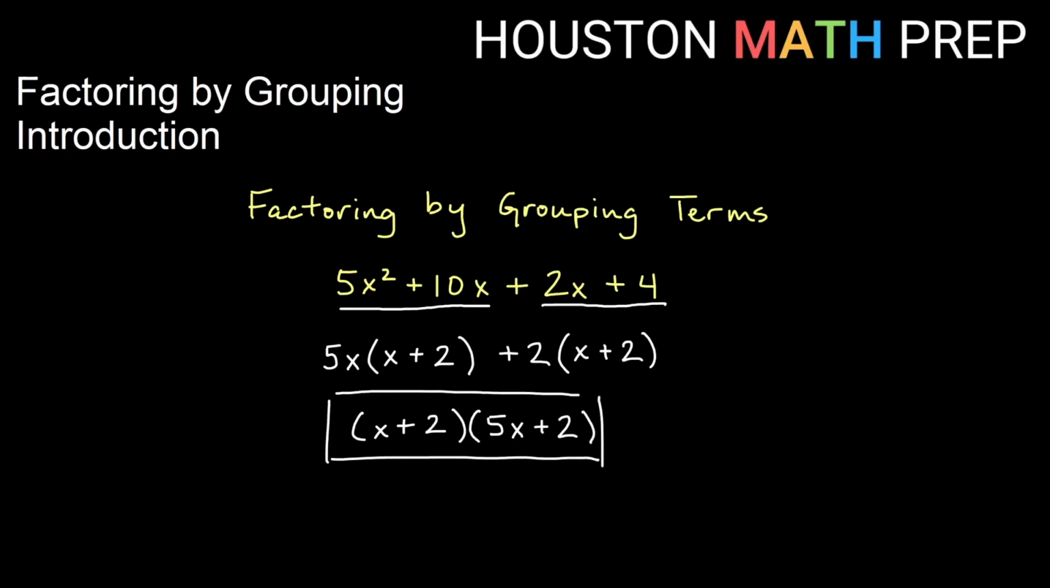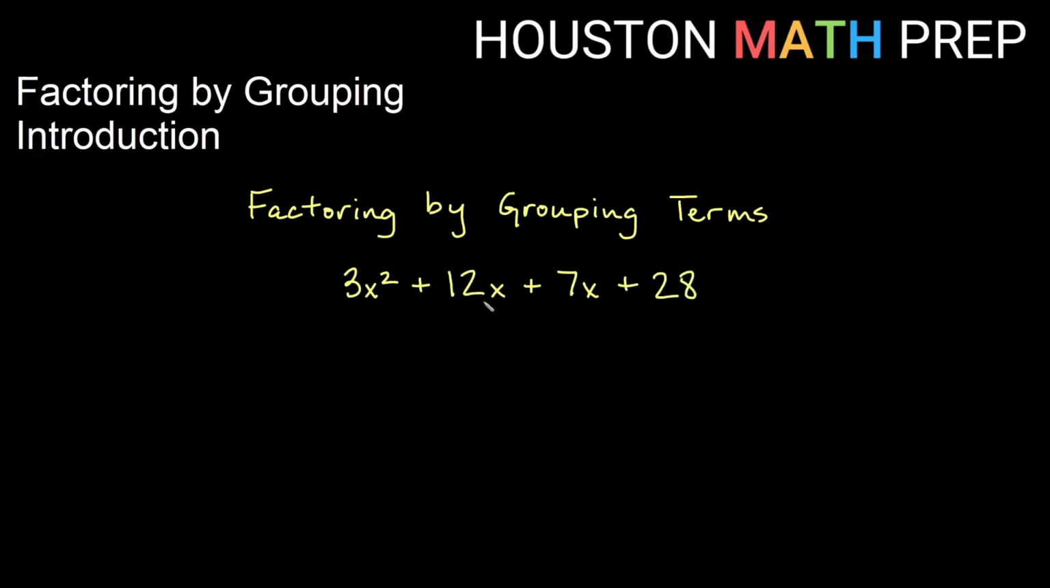Let's look at some more. Here we have 3x squared plus 12x plus 7x plus 28. Looking at the first pair, what we have in common, the greatest common factor, would be 3x. I can pull out a 3 and an x there. Left over in each term, 3x times what is 3x squared? Answer is x, and 3x times plus 4 would give us the 12x. Okay, so I can go ahead and know that I'm going to have x plus 4 over here. You'll see that it happens.